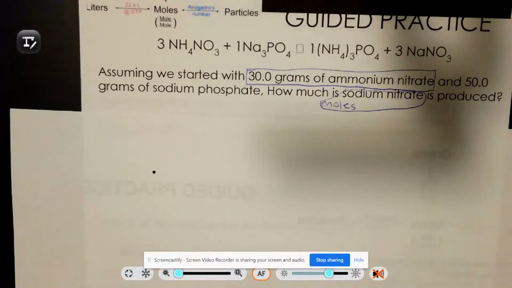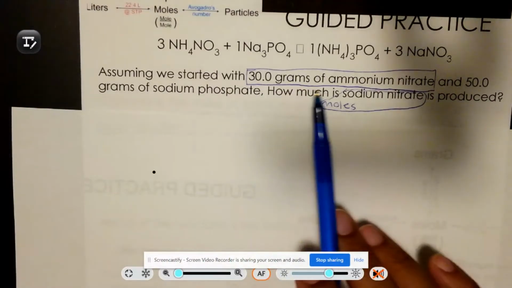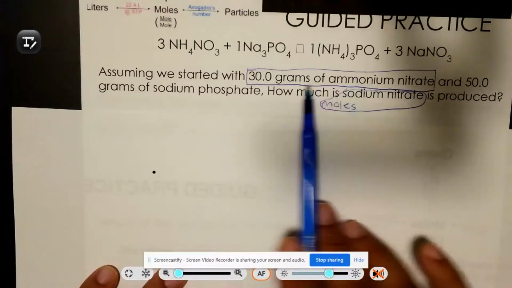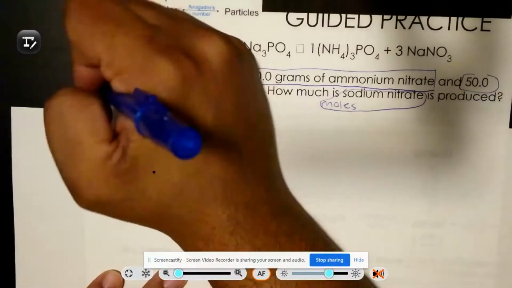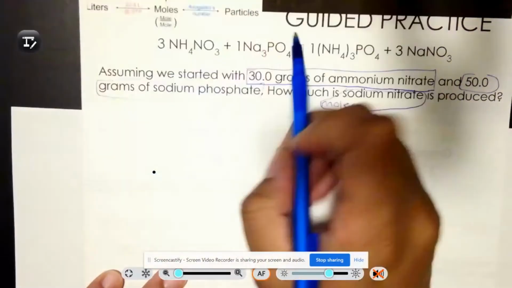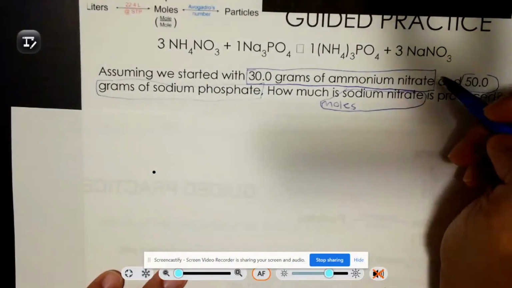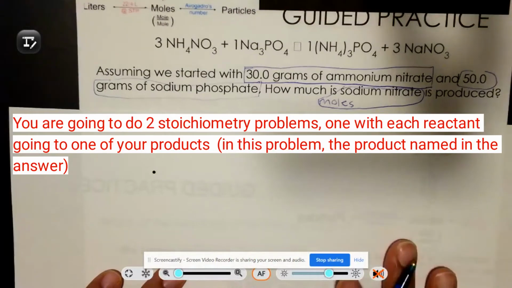The first thing we're going to do, whenever you are doing a limiting and excess problem, is you're going to have the grams or the mass, it could be grams, particles, whatever, of both of your reactants. In this case, we have 30 grams of ammonium nitrate and 50 grams of sodium phosphate. Then it's asking how many moles of sodium nitrate are produced. Whenever you're doing these, you're going to need to do two stoichiometry problems. That's a lot of problems, I know, but you'll be fine.